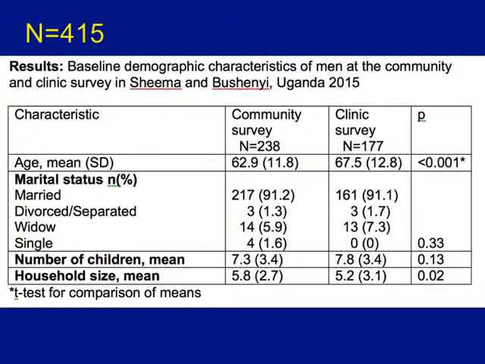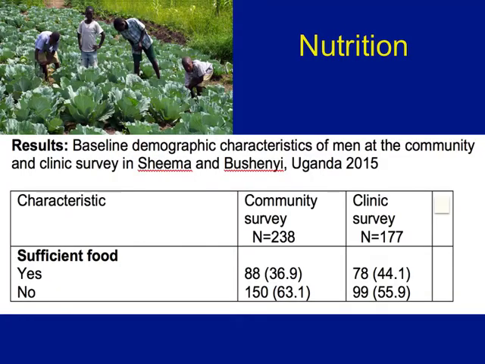Okay, so let me tell you a little bit about the community there. The mean age of the people we interviewed was in the early to mid 60s. Almost everybody stated that they were married, very few people living single. The mean number of children in the household is 7 to 8, and the household size, the people that they're trying to feed and live with, is around 5 to 6 people per household. Nutrition, about 2/3 of the people indicated that they did not have sufficient food.